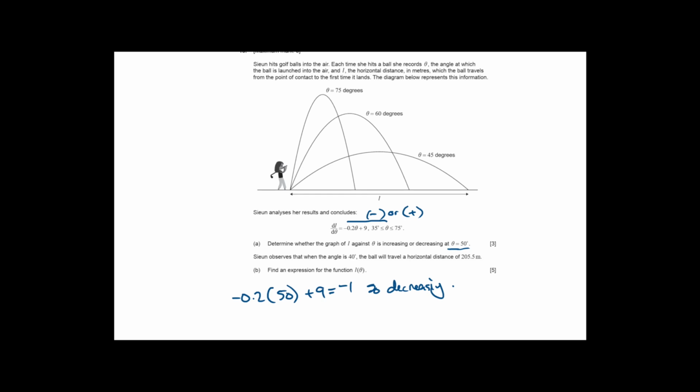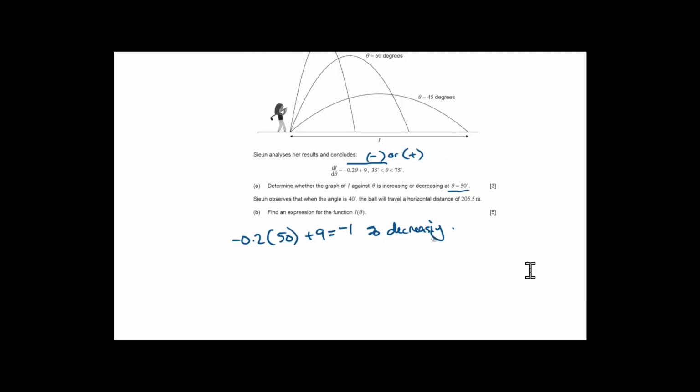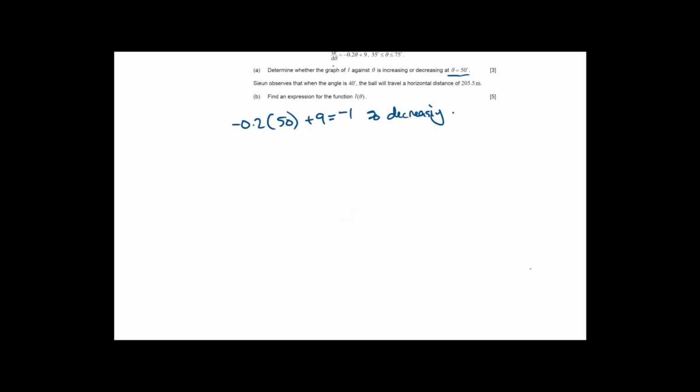Okay, so she observes that when the angle is 40 degrees, the ball will travel a horizontal distance of 205.5 meters. Okay, and find the expression for L as a function of theta. Okay, so they give us the differential equation. So L as a function of theta, we're going to integrate dL with respect to theta. Yeah. So we're going to integrate that.